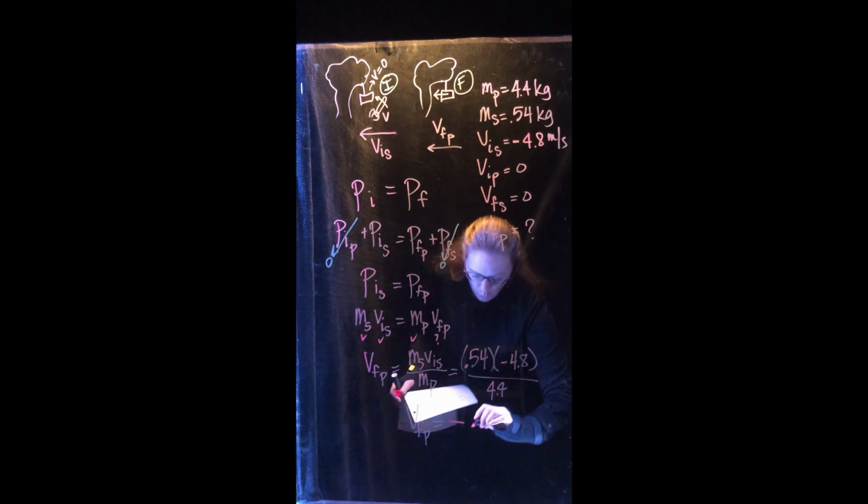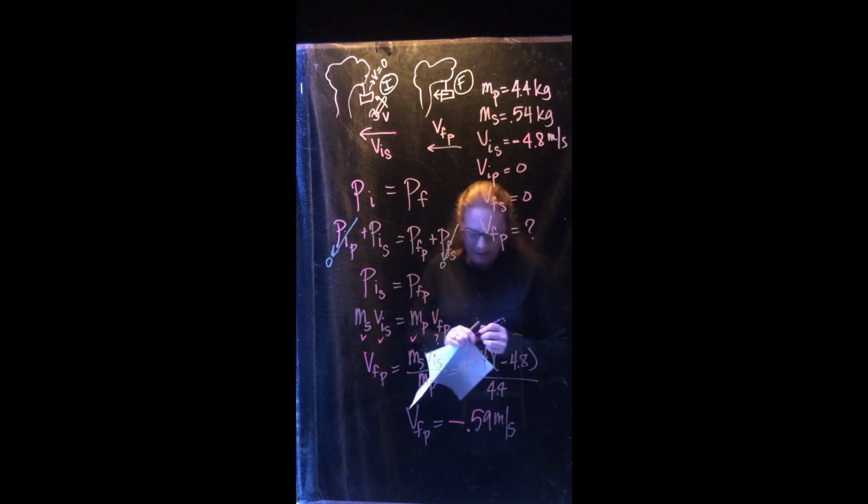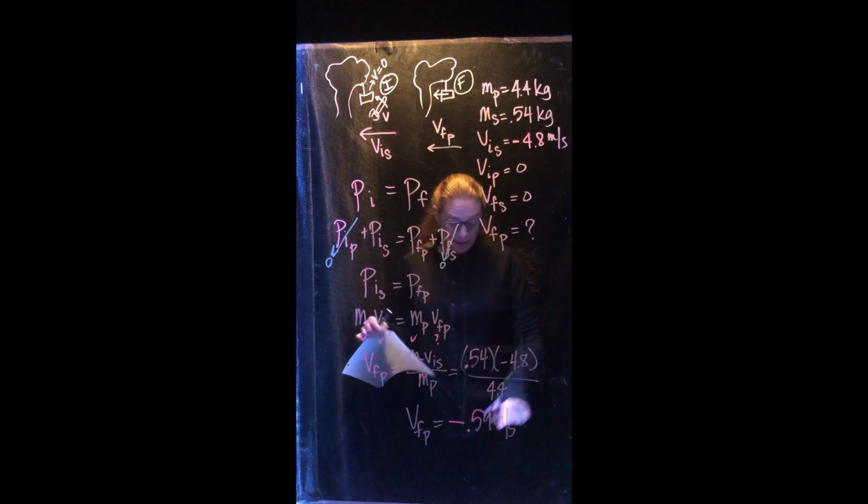We get negative 0.59 meters per second. Negative meaning it's going to the left, in the same direction that the stick was, which makes sense. And it's quite small. It's very small, in fact.